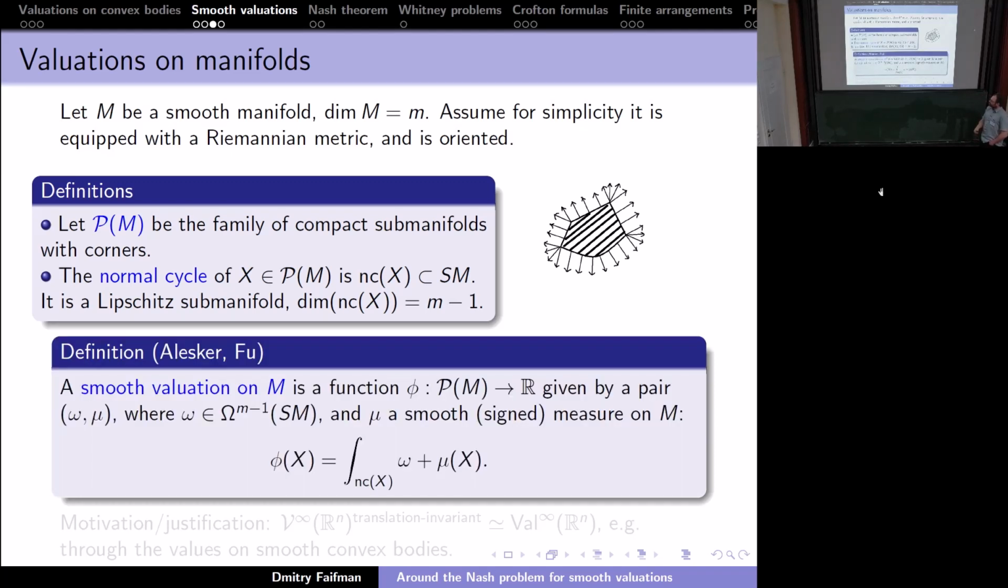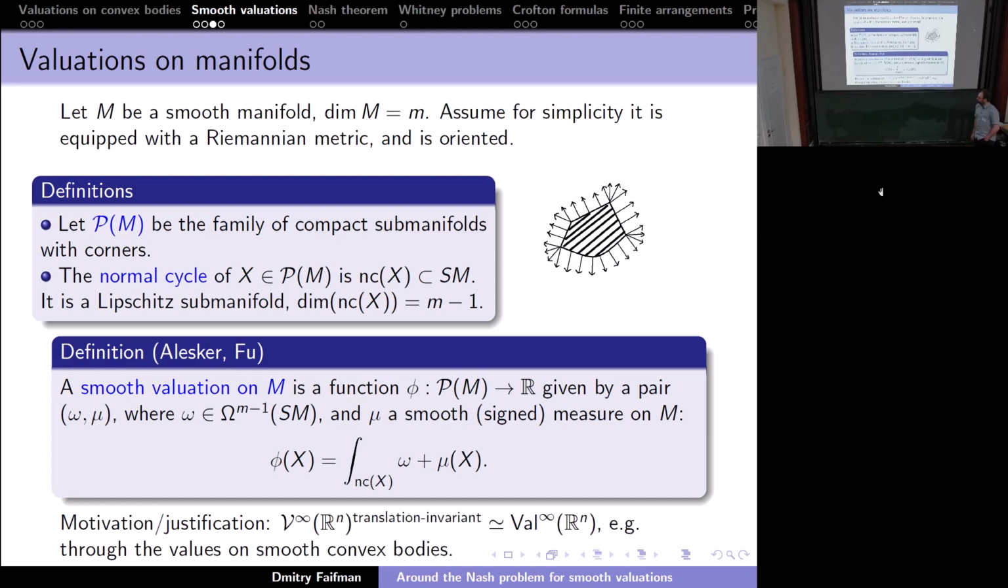And here comes a definition, which goes back to Alesker. A smooth evaluation on a manifold is a function on test bodies, which is given by a pair of differential forms, omega and mu. Omega is an m-1 form on the sphere bundle, mu is a smooth measure on the manifold, and the evaluation is given by this formula. It has the inner term, which is just a measure. It's a boring thing, but we need it if we want to include measures. And this is the interesting part, the boundary term, integrating the fixed form omega over the normal cycle of X.